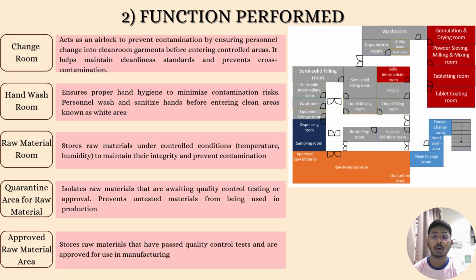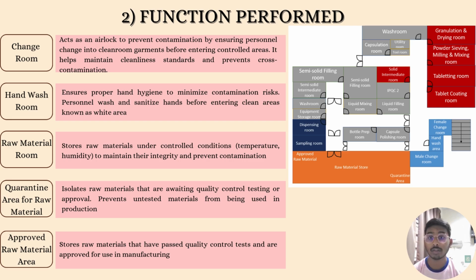So now I would like to continue to explain the function performed by each section in the production as well as the packaging line. As for the production line, we can see there's a change room which acts as an airlock to prevent contamination by ensuring personnel change into clean room garments before entering controlled areas. It helps to maintain cleanliness standards and prevent cross-contamination. As for the hand wash room, it ensures proper hand hygiene to minimize contamination risk. Personnel will wash and sanitize their hands before entering the clean area known as the white area.